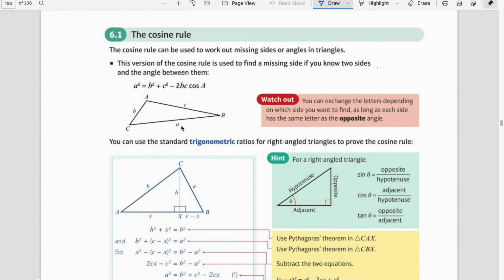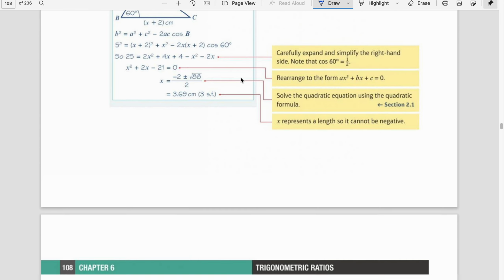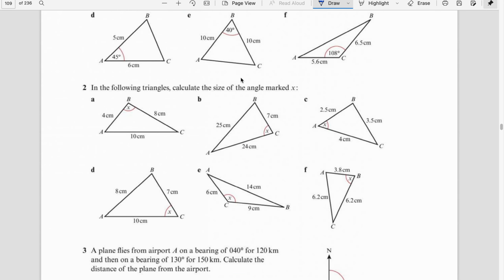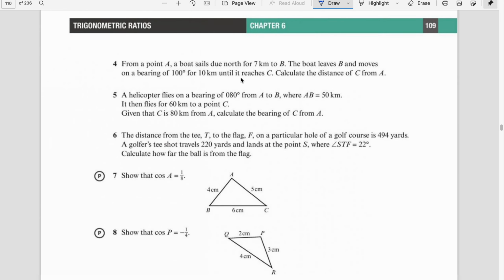Cosine rule, IGCSE: a square equals b square plus c square minus 2bc cos A. We should just move on to the exercise. Examples. Let me see, exam style question.